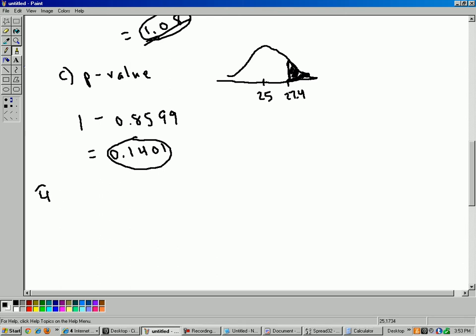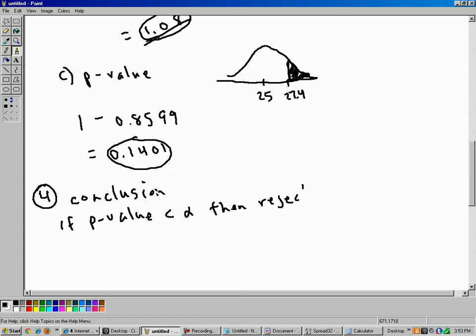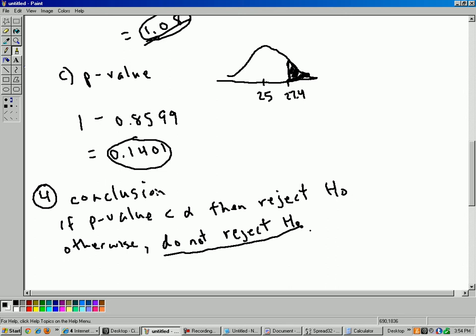So step 4 is a conclusion. If the p-value is less than alpha, which I predetermined to be 0.05, then reject. But in this case, I'm not rejecting it because the p-value is pretty high here. Otherwise you do not reject or fail to reject, whatever phrase you want to use. Okay, so that's the decision in this case. Do not reject the null.